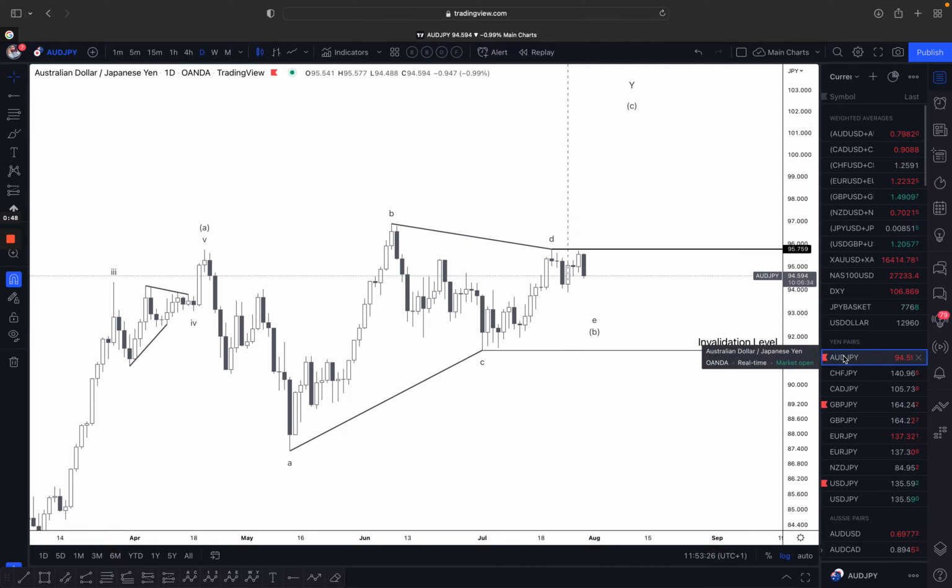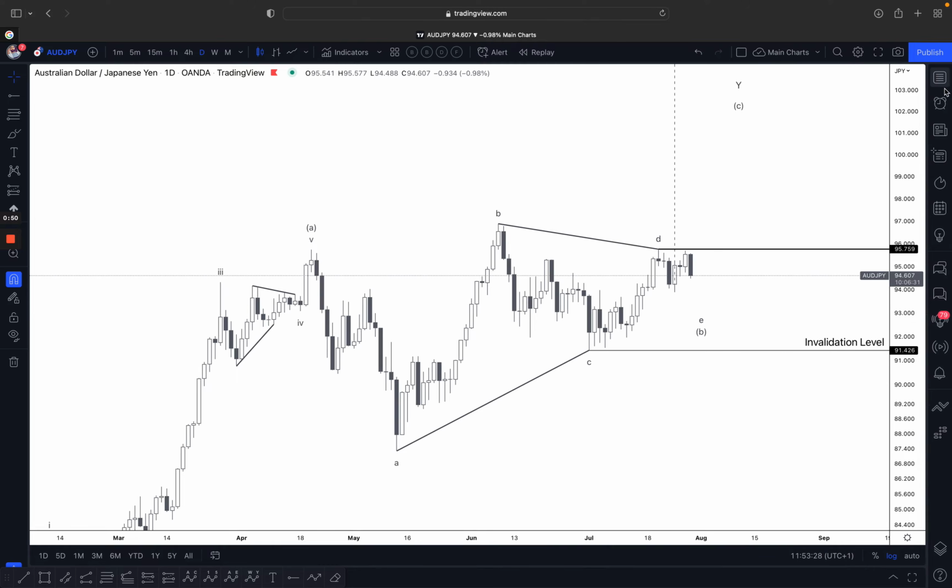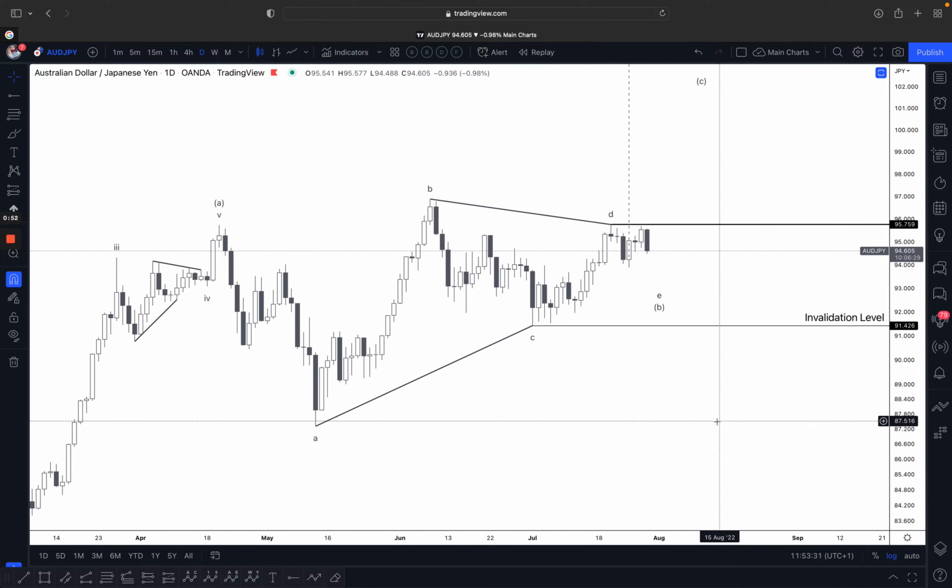Right, so in front of me I have Aussie yen. You can see that we have this running triangle unfolding at the moment. And we've got a ray line for the extreme of wave D. If we break through that, then essentially this triangle is triggered, and then we've got our invalidation level at wave C. Now this invalidation level is only valid when this is broken through prior to breaking through wave D. So if we break through this now, then this triangle is invalidated at the moment.